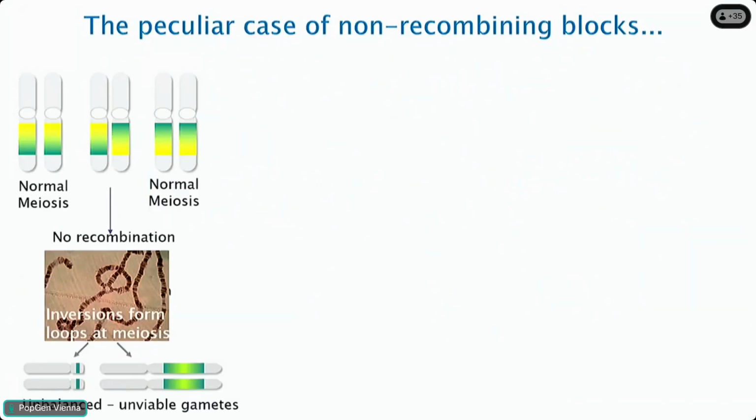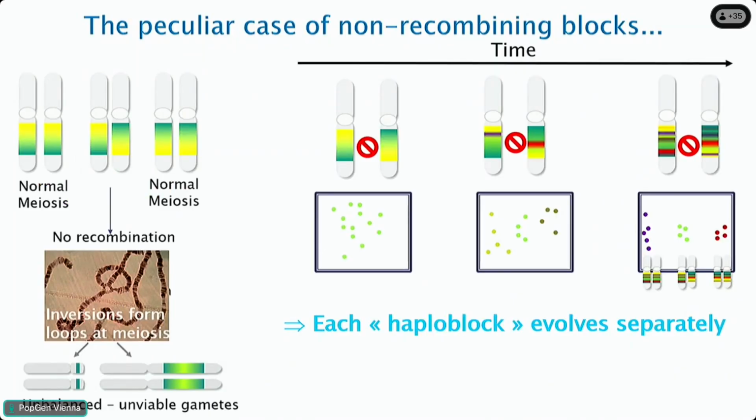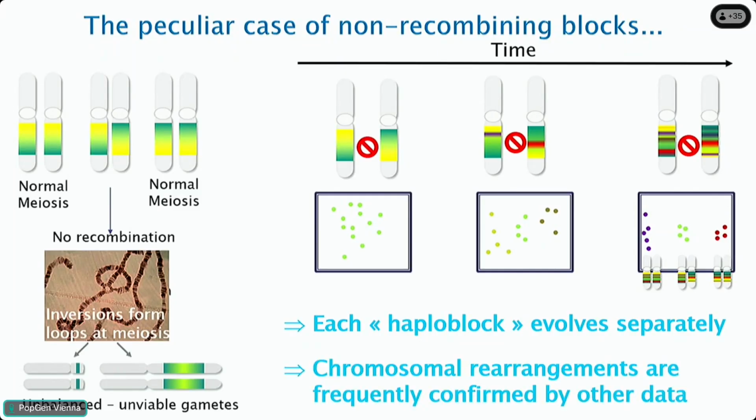As a reminder, why is that? Because inversions, when heterozygous, are supposed to make loops during meiosis, which will lead to unbalanced gametes. So the resulting effect is that crossover can happen, but recombination is not achieved. And over time, these two arrangements will slowly diverge and accumulate mutations, and you expect to end up with that. However, it's not the only way of making this pattern, and I would argue that a chromosomal rearrangement needs to be confirmed by other data.